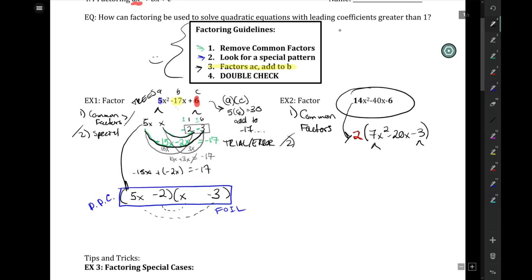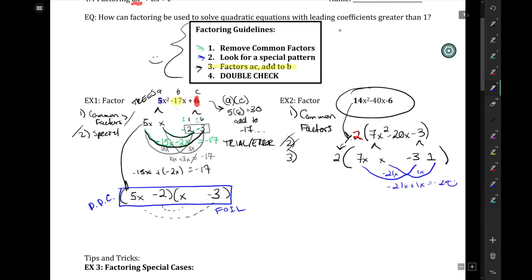So without talking about special cases yet, factors of a times c. So 7x and x. And then we're trying to get to negative 20. Let's try negative 3 and 1. And again, we have this 2 way out front. Well, let's think. 7x times negative 3 is negative 21x. And x times 1 is 1x. Negative 21x plus 1x is the negative 20.